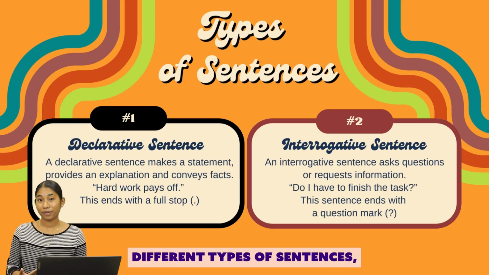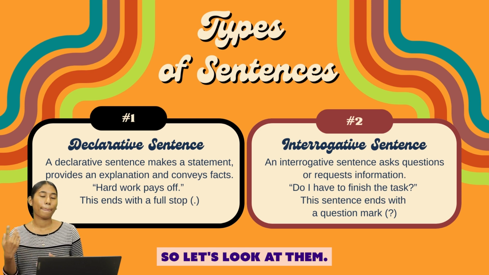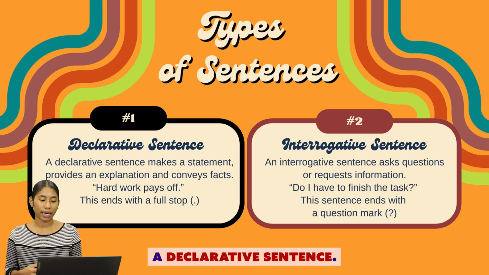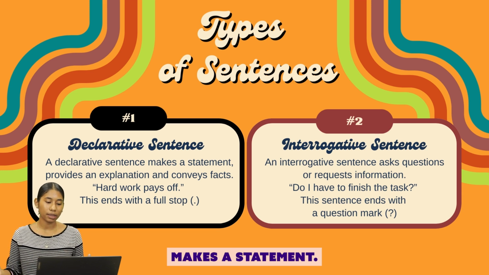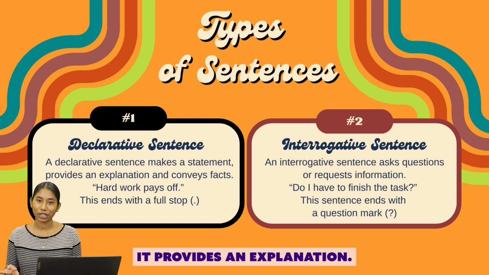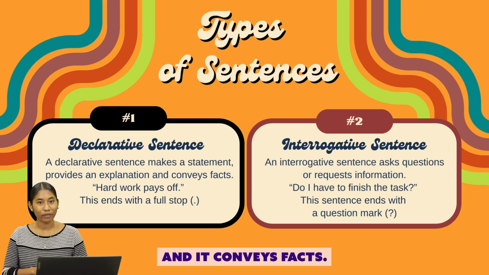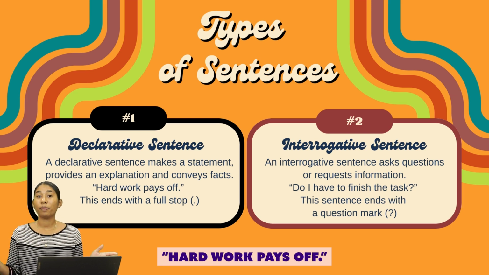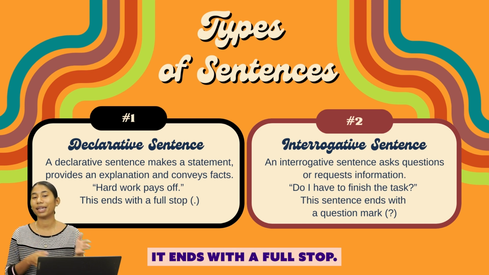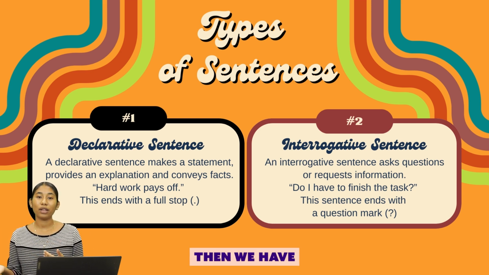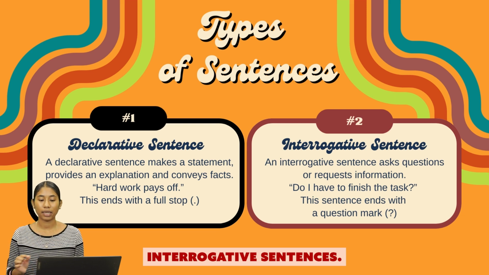We have different types of sentences, so let's look at them. Number one, a declarative sentence. So this sentence makes a statement, it provides an explanation, and it conveys facts. Hard work pays off. This is an example of a declarative sentence, and we can see that it ends with a full stop.